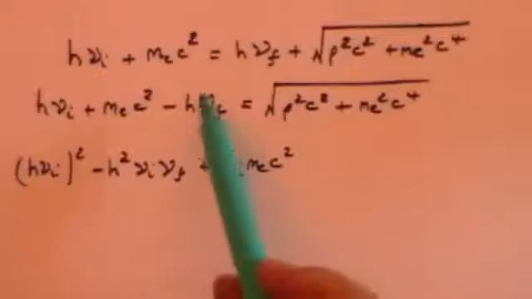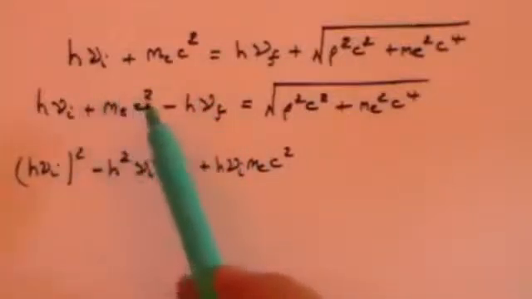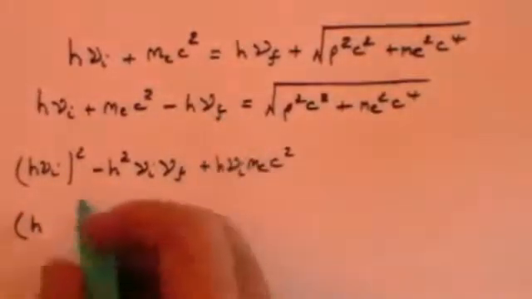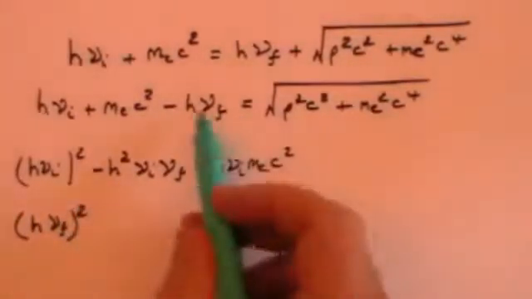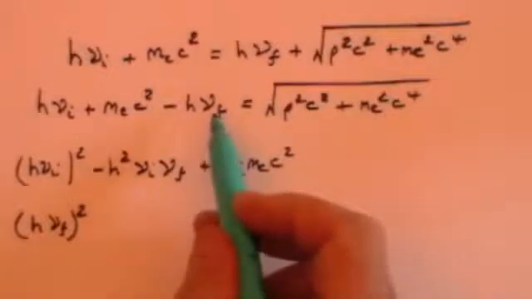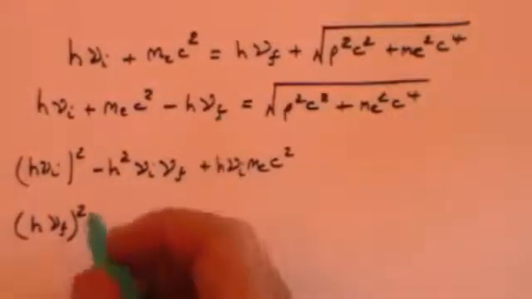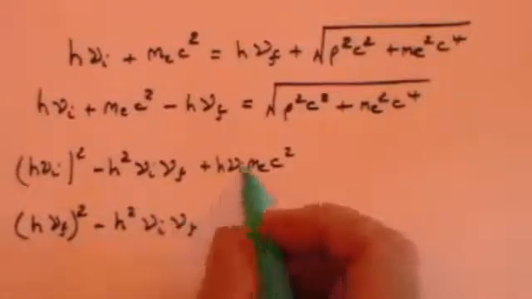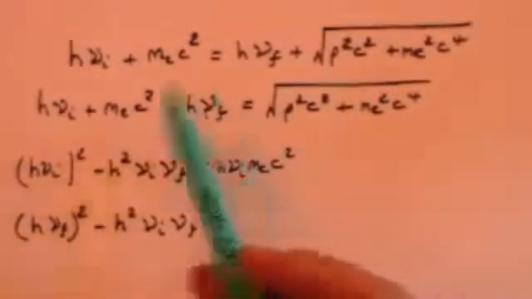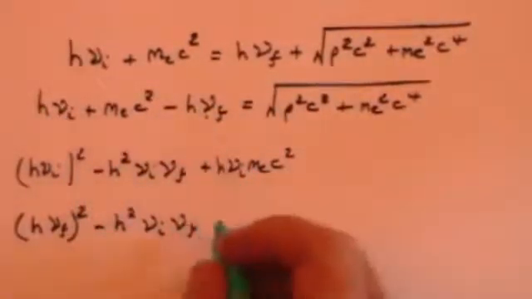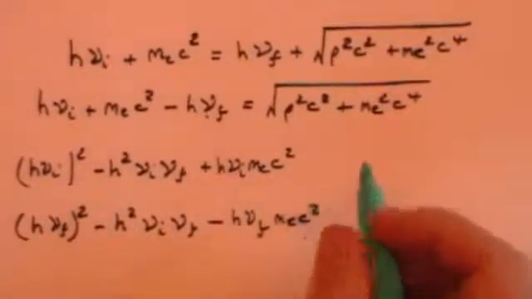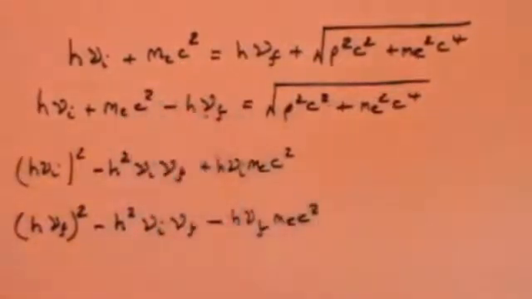Now we're going to deal with this term and multiply it by the others. When it multiplies by itself, you're going to get an (h nu f) all squared term, because minus h nu f squared is plus (h nu f) all squared. You're going to get a minus h squared nu i nu f when you multiply this term by this term, and you're going to get a minus h nu f times m_e c squared when you multiply this term by this term. So far we've got 6.